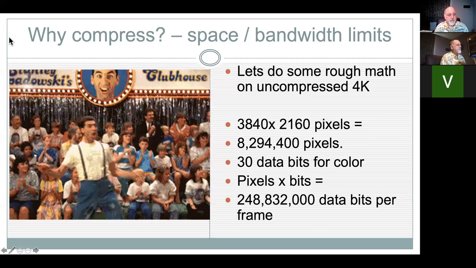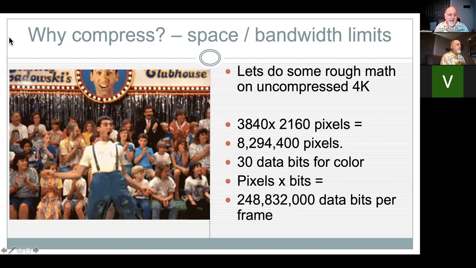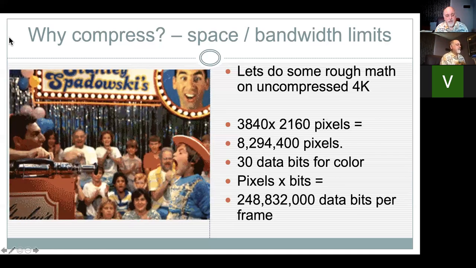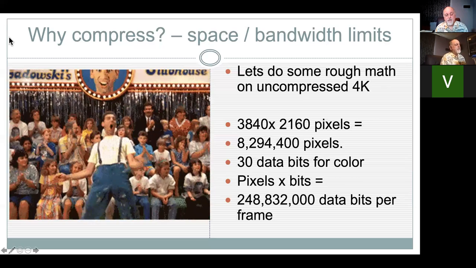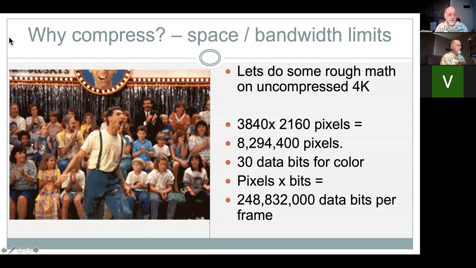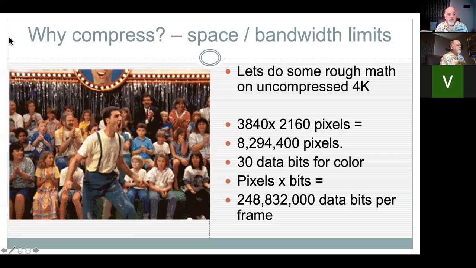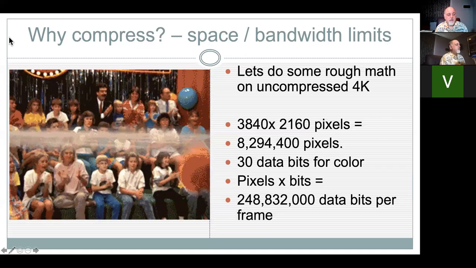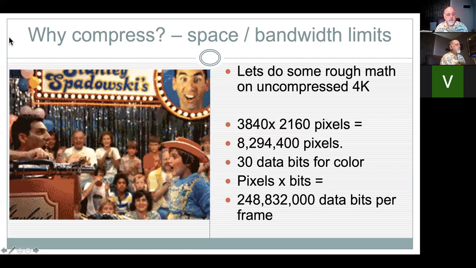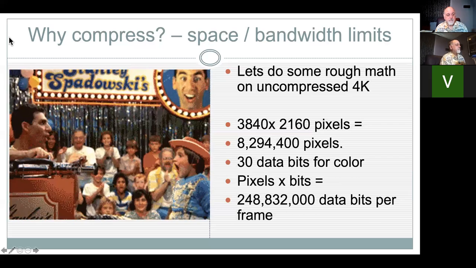That gives us 8,294,400 pixels to play with. We have 30 data bits for color, so we're talking 10-bit color in this situation. We have 3 colors, so 10 bits times 3 colors is 30 bits, right? You multiply the pixels by the bits, and you get 248,832,000 data bits per frame, right?